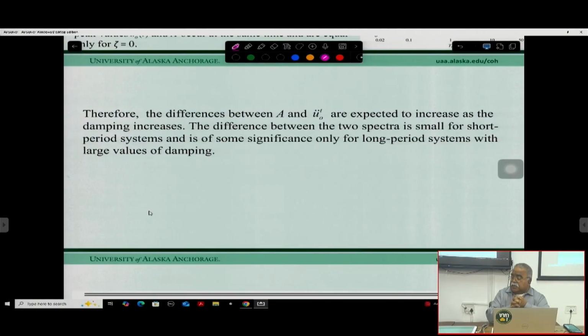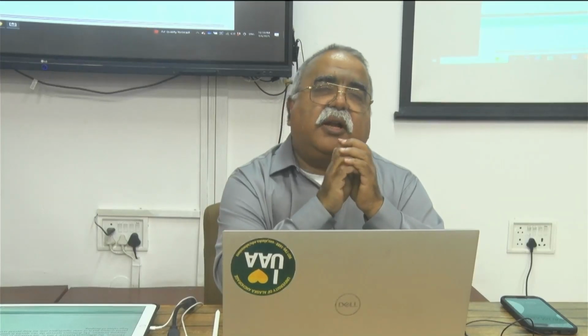So does it make sense? That means if you have the acceleration record, you can calculate all the parameters you want by using these particular relations.